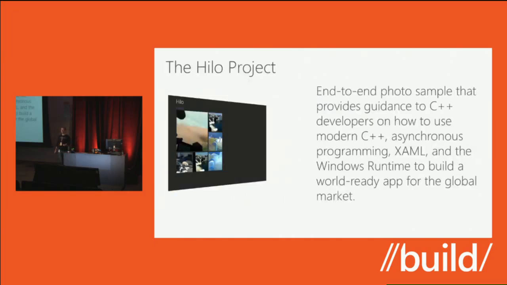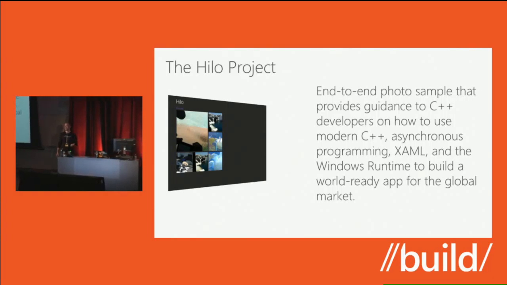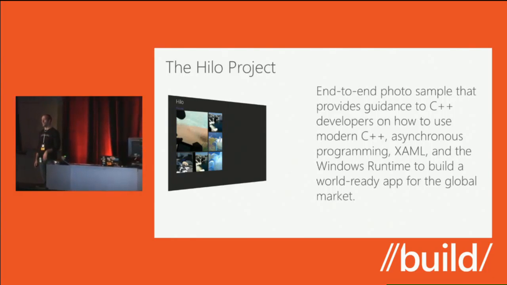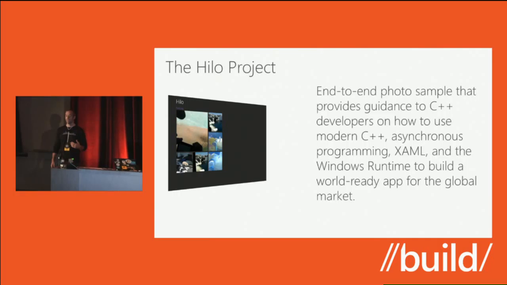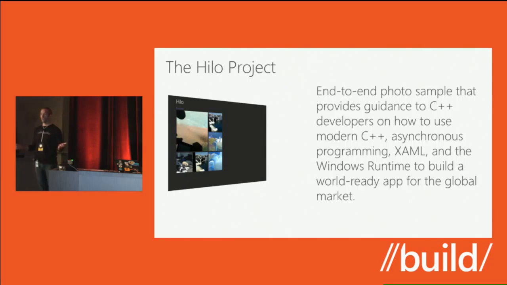It is an end-to-end photo sample app, providing guidance on how to build these Windows 8 apps with C++ and XAML using modern C++. So we take advantage of all of C++11, all the new PPL, everything that we could, to help us build this Windows 8 app. And this guide is really there to help you guys, because I'm assuming a lot of you are C++ developers, at least I hope you are, get ready to do that and understand how this changes the world that we live in today.